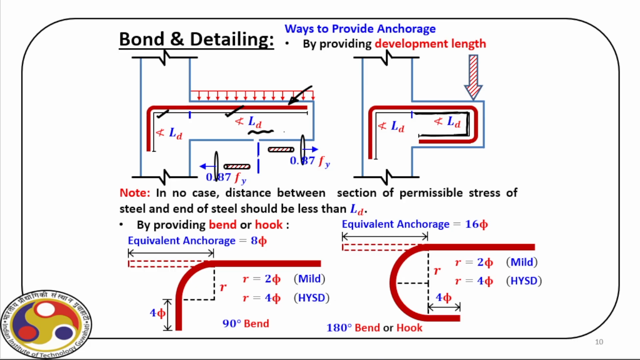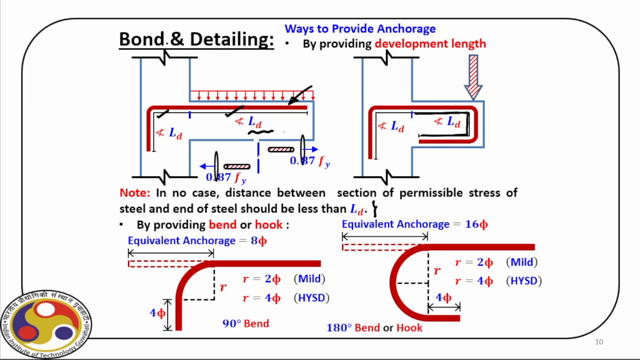Now, one point to be noted here: in no case should the distance between the section of permissible stress of steel and the end of steel be less than LD. So this is the point to be noted, and accordingly we have to provide a sufficient amount of length so that we get proper anchorage.